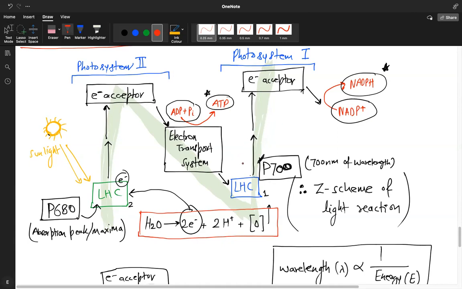But this Z scheme that we studied is an example of non-cyclic photophosphorylation. Why is it called non-cyclic? Because a cycle is where you come back to the same place where you began. We are not coming back here. We are starting from the LHC of photosystem 2, and we are going all the way to photosystem 1's electron acceptor, and then the electron is getting lost or utilized in making NADPH. So it's a one-way trip for the electron. Do you understand it's a one-way trip for the electron? Yes, sir. So it is called non-cyclic photophosphorylation. Make sense?